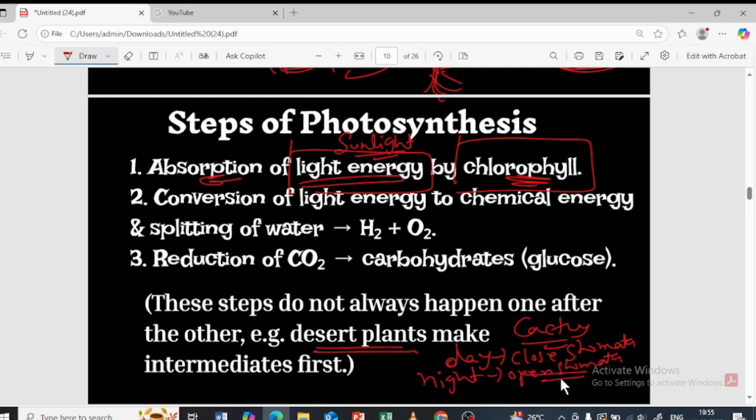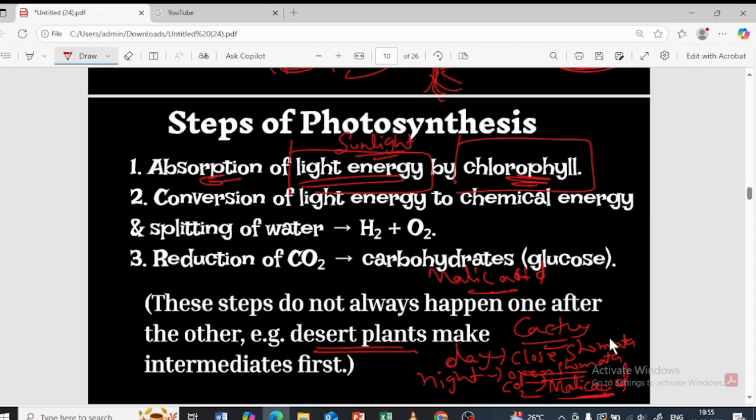And what do they do? By taking up the carbon dioxide which is needed for the photosynthesis process, they will prepare an intermediate product called malic acid. What do they prepare? Malic acid. Now this is the intermediate, in the sense of a middle product, they are going to form, and keep it as it is.